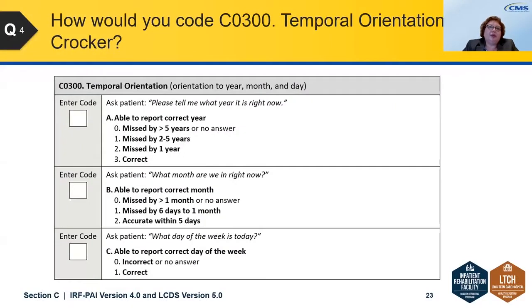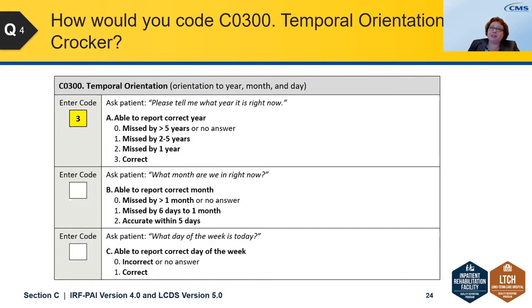Okay, now let's look at the coding for temporal orientation. We'll start by coding C0300A, able to report correct year. How would you code this item for Mr. Crocker? Would you use code 0, missed by greater than 5 years or no answer, 1, missed by 2 to 5 years, 2, missed by 1 year, or is it 3, correct? I'll give you a few seconds to consider your response. Okay, so we'll close the poll. Everyone thought it was correct. And the answer is 3, correct.